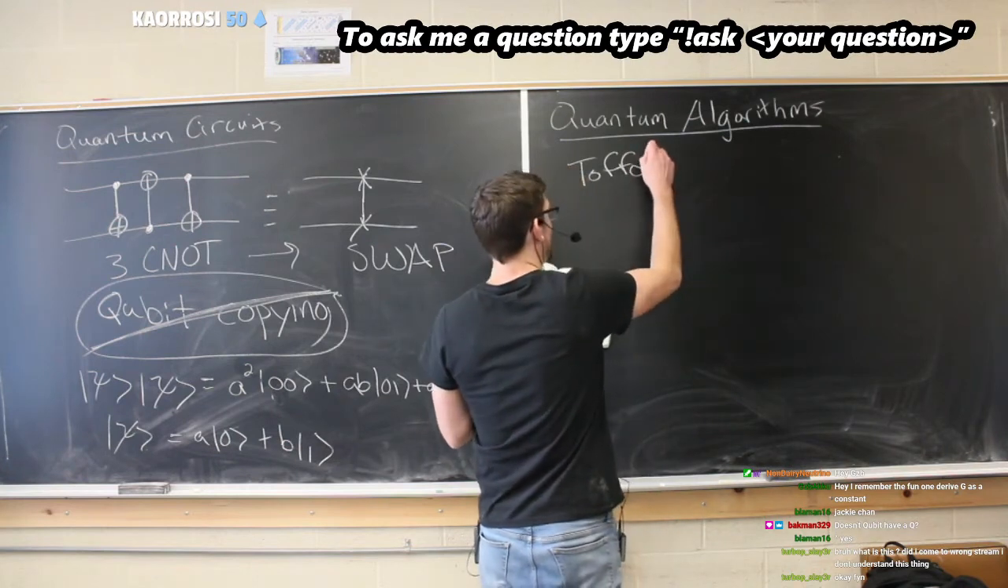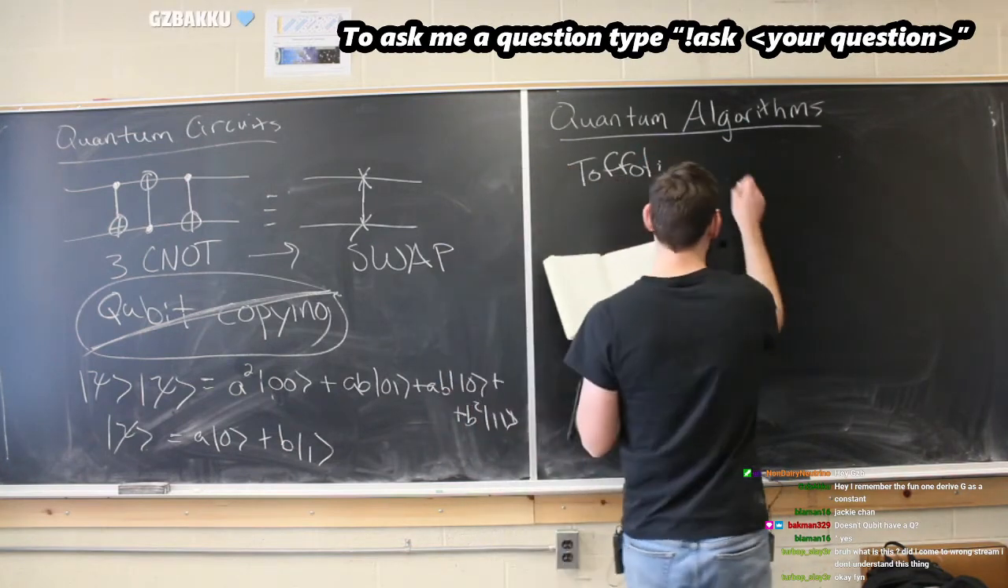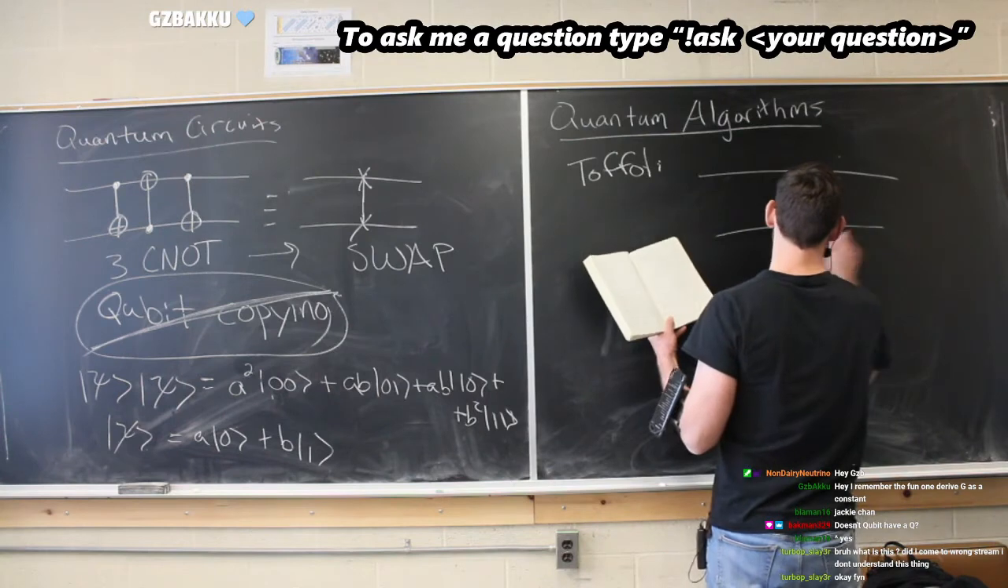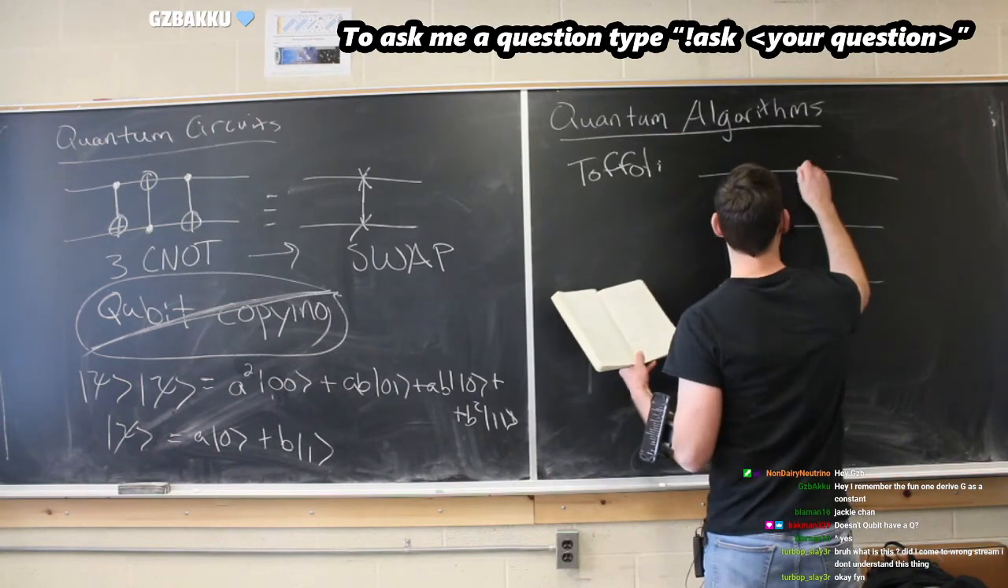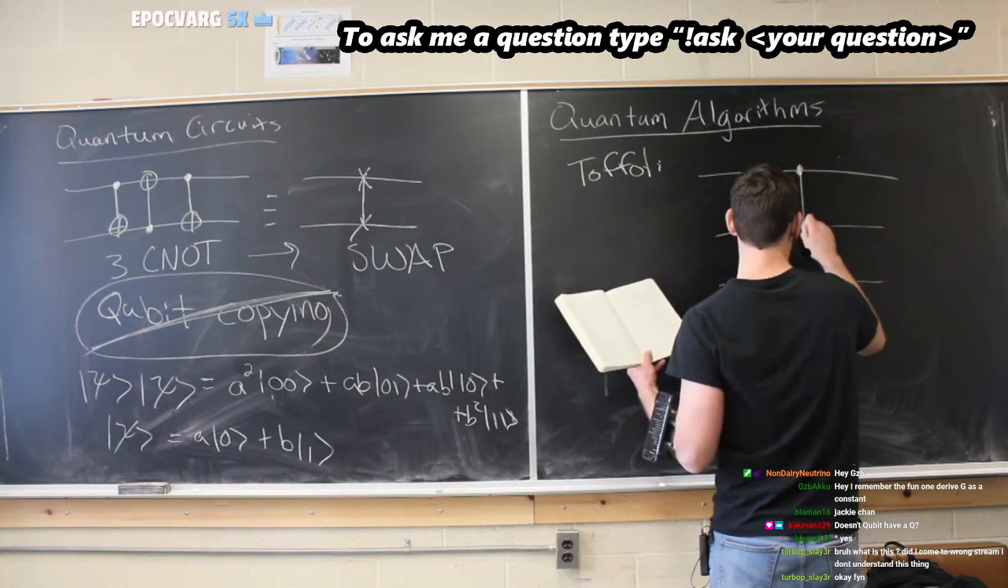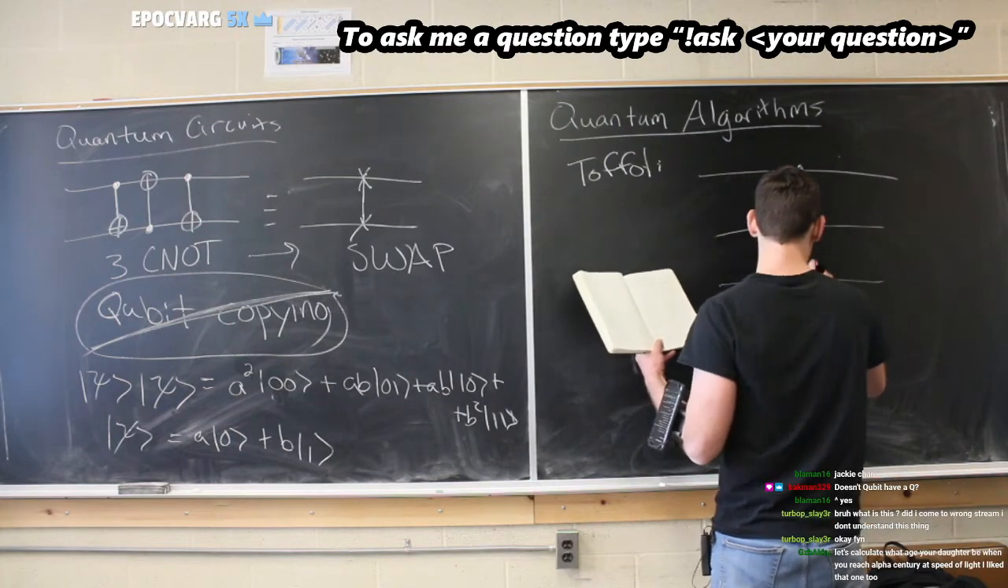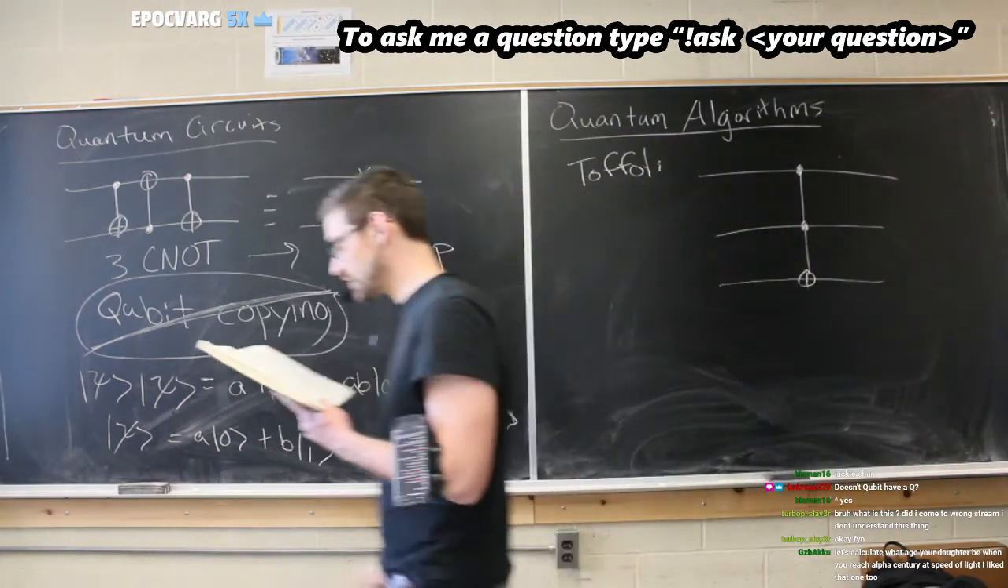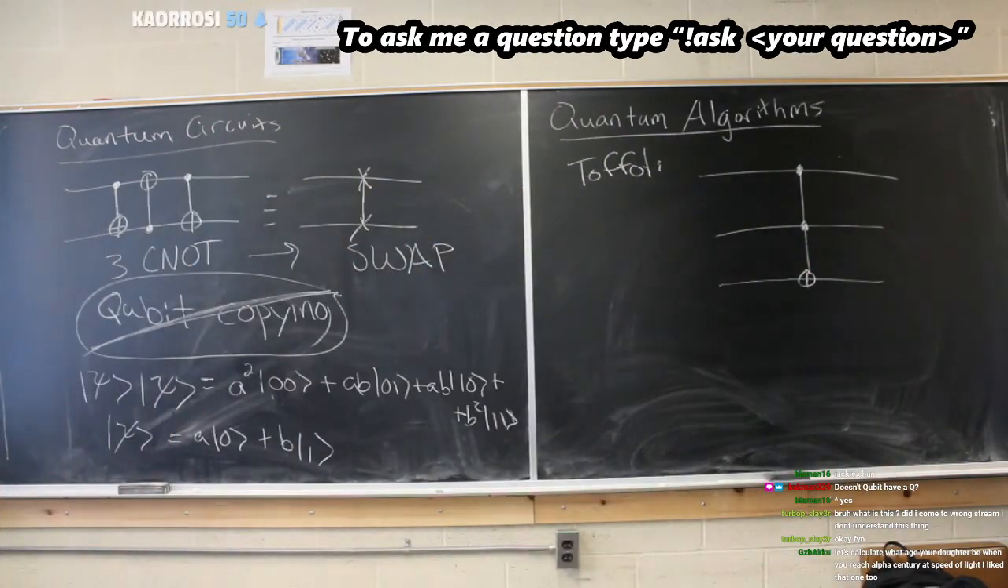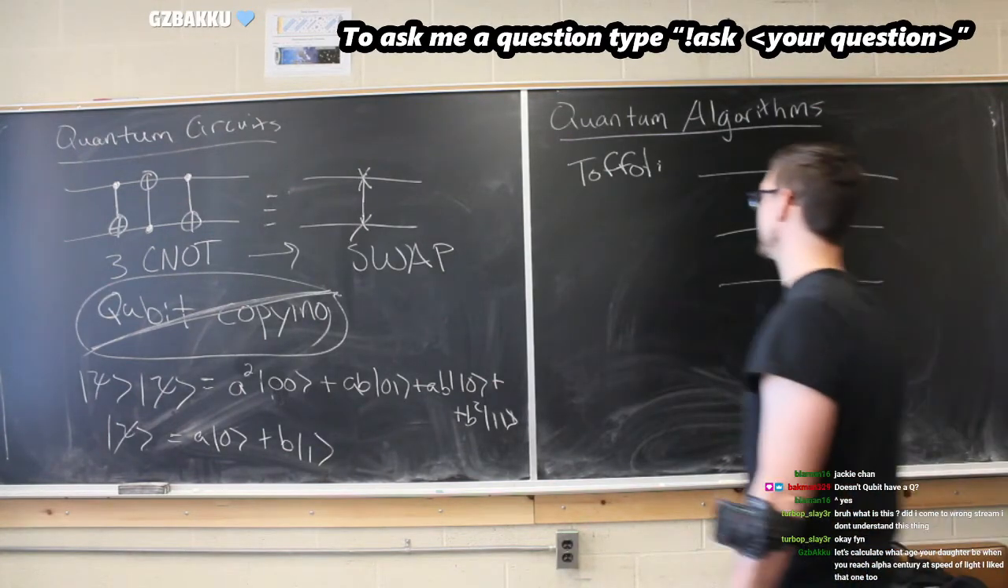So the Toffoli gate has this circuit diagram. It's now a 3-qubit gate where we have 2 controls and 1 target. See, I'm getting good at this language now. We have 2 controls and 1 target, and it's basically exactly what you'd expect for the controls. So let's do a truth table for this.